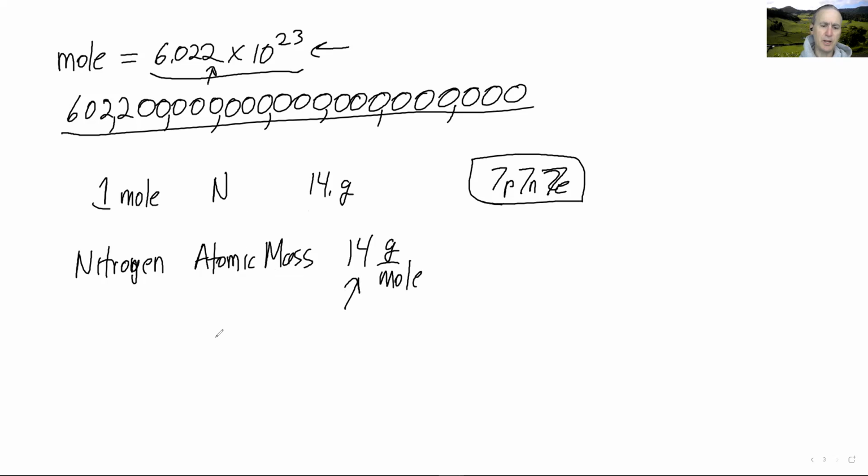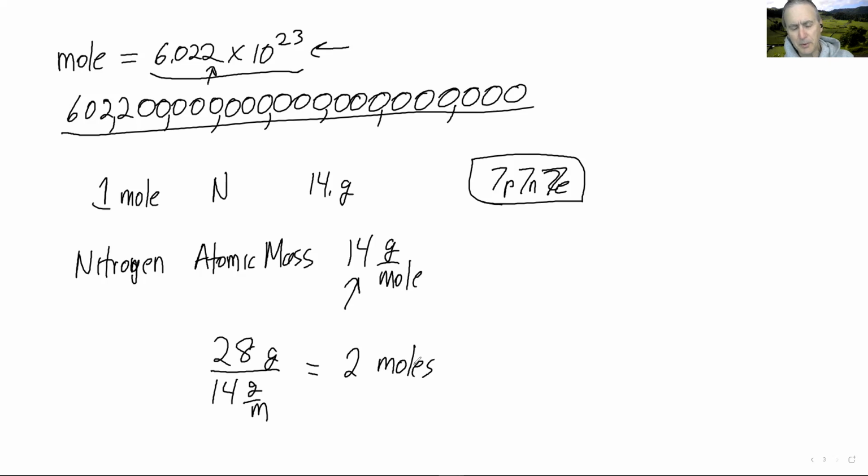And if I told you I had 28 grams of nitrogen atoms, how many moles of nitrogen atoms would that be? Well, 28 grams divided by 14 grams per mole is going to equal 2 moles. How did I do that, right? Well, it's the same thing we did before with dozens, sort of, only we've worked it in slightly different units here. And so let's work it the other way, forgetting about this for a minute.